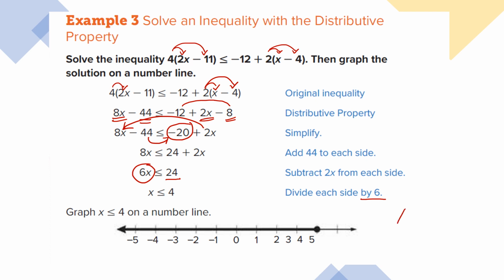Now here x is less than or equal to 4. Because equal to is included, it will be a closed dot. So at 4 you see a closed dot, and because it is x, all the values less than 4, so you will go on the left side of the number. Now I want you to remember an important point which I will explain to you in the next slide.